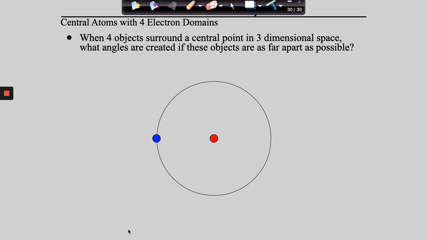So here we go. There's point number 1. Then we'll place point number 2 on the right. Those are as far apart as possible. Then to continue to spread those out, point 3 could be here, point 4 could be there, and that would spread these out as much as possible. The question then becomes, what angle is created when we do this?